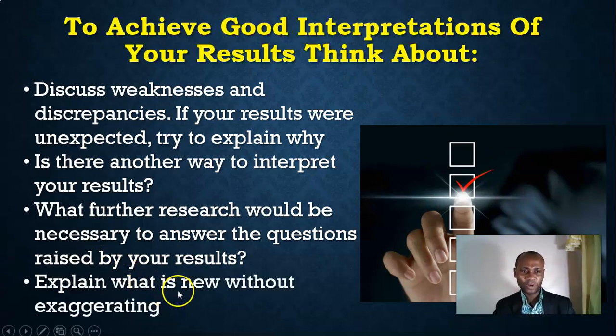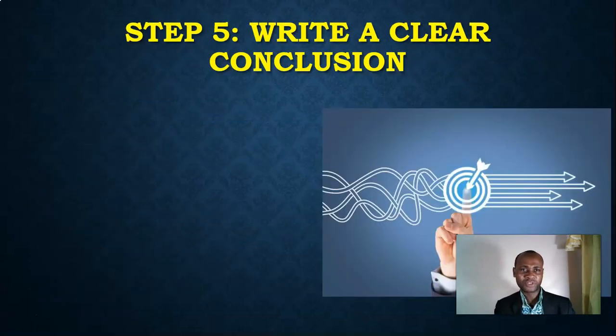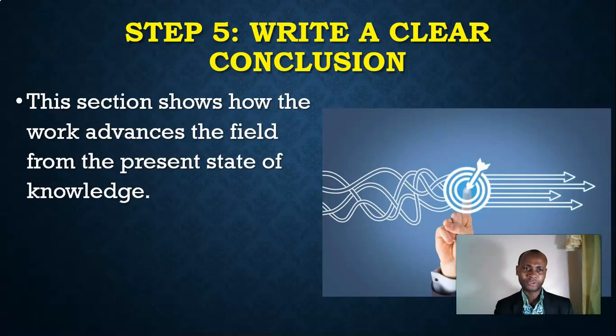So explain what is new without exaggerating. If there's any new thing your study brings out, you have to just state it without exaggeration. Explain, don't exaggerate at all. Okay, write a clear conclusion. This section shows how the work advances the field from the present state of knowledge.